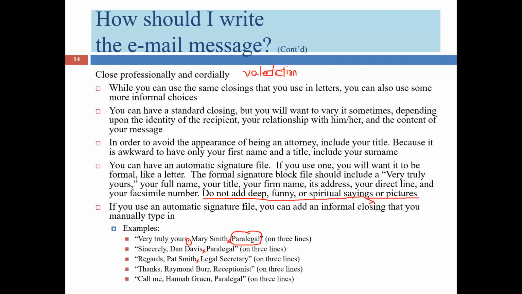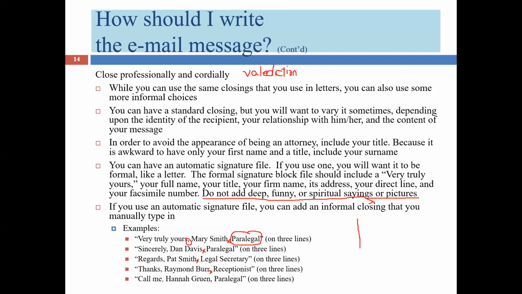This is one that you can use in an email if you want to constantly be flipping in and out. When you are corresponding with courts and clients, you do very truly yours. If you're corresponding with people around the office, you do regards. You can do that. It's a lot of work. I wouldn't do it, but you can. Thanks, that works sometimes as well, if you're thanking someone for something, obviously. You'd have thanks, comma, then you'd have Raymond Burr on one line, and then on the next line, if he's the receptionist, you're going to put receptionist. And all these things are going to line up on the left margin.